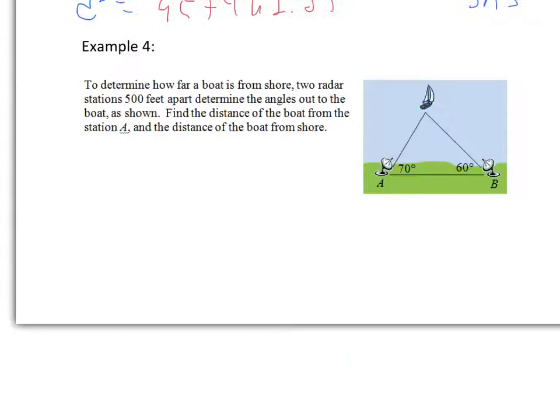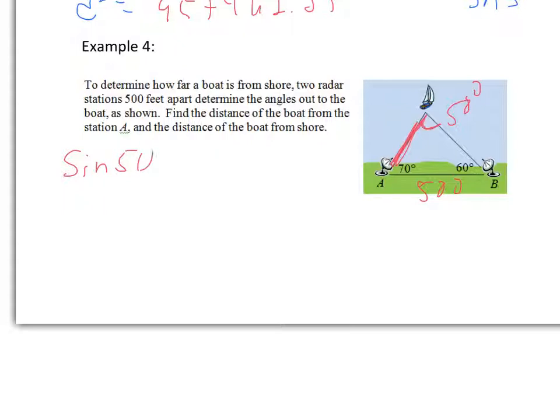Okay. So what I'm seeing for this one is I know two angles, so I can find the third angle, which would be 180 minus 130, which is 50 degrees. And I know that this is 500. And I'm looking to find the distance from station A. So I'm looking for this distance here. I've got an angle-side pair, right? I know an angle with a side opposite, so that's a law of sines problem.